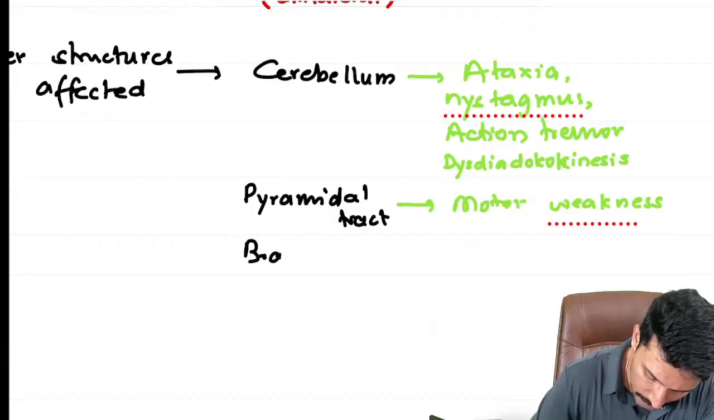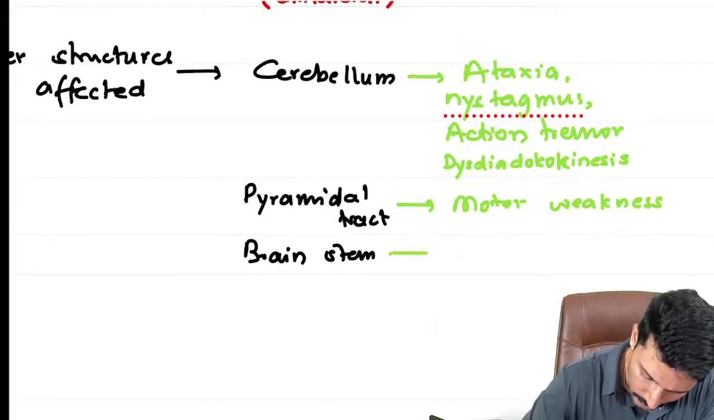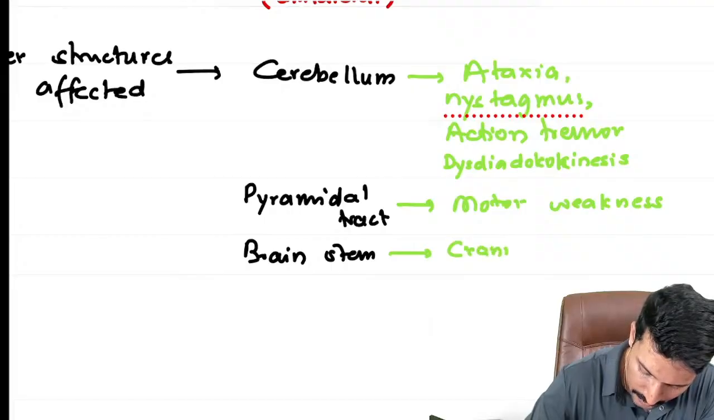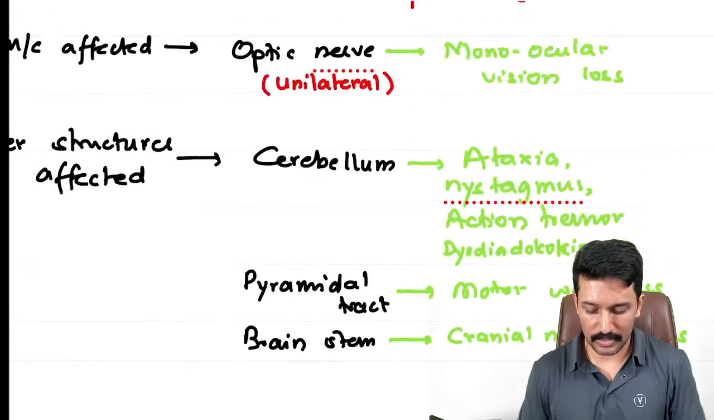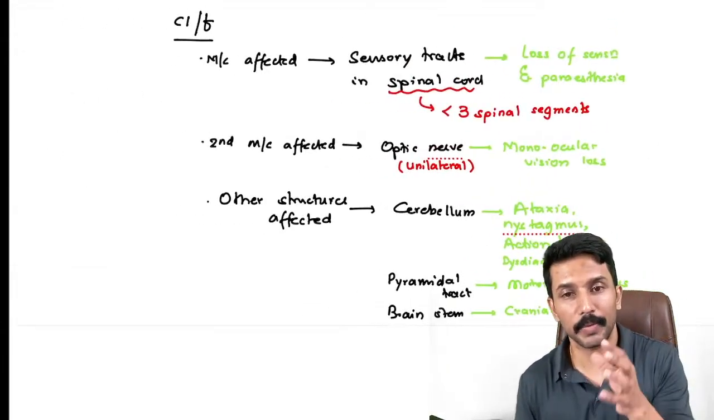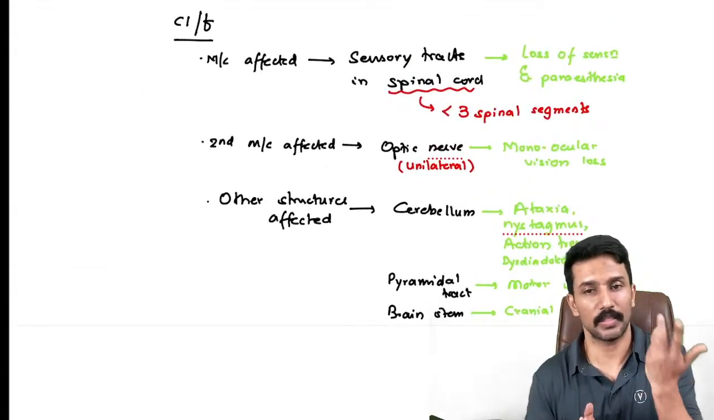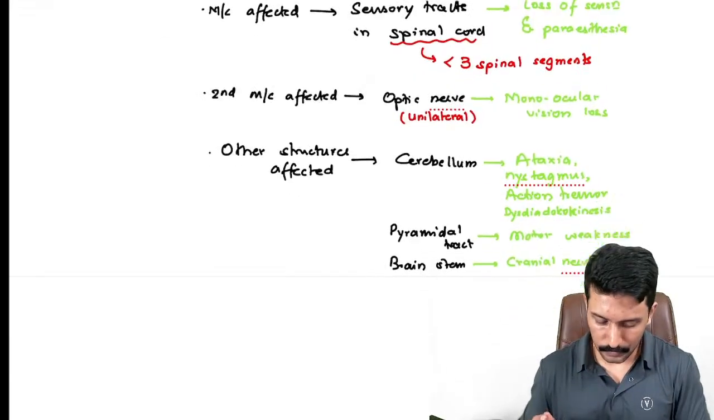And even the brainstem can get demyelinated, and when you have brainstem demyelination, because the brainstem has cranial nerves, you can have cranial nerve palsies apart from motor weakness. So these are all symptoms we can get. What symptom the patient will come to hospital with depends on which structure is getting demyelinated.